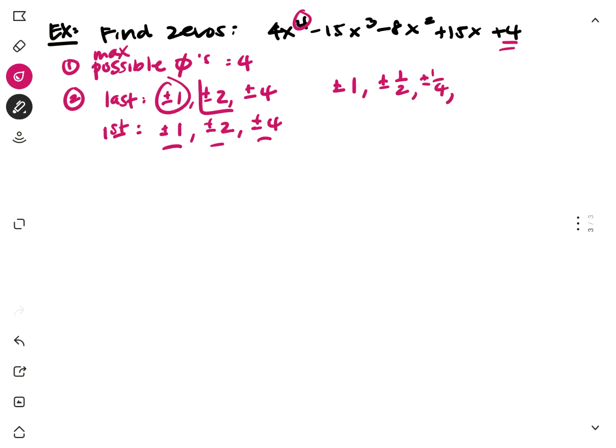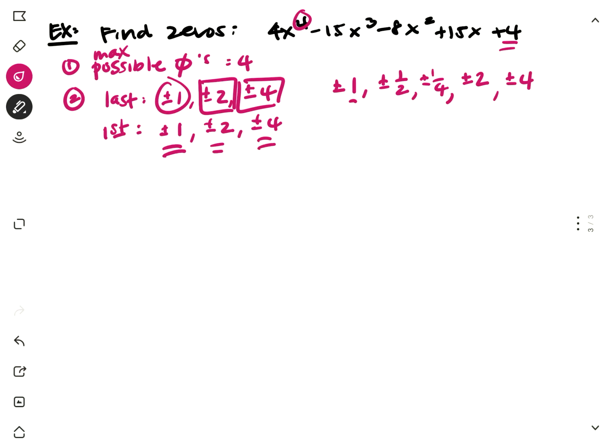Okay, then we'll move to the next one. 2 divided by 1 is 2. 2 divided by 2 is 1, but we already have it here, so we're not going to rewrite it. And then 2 divided by 4 is 1/2. It's there already, so we don't have to put another one. Okay, and then the last one, positive and negative 4 divided by 1 is 4. 4 divided by 2 is 2, but we already have it listed. And then 4 divided by 4 is 1. We already have it listed.